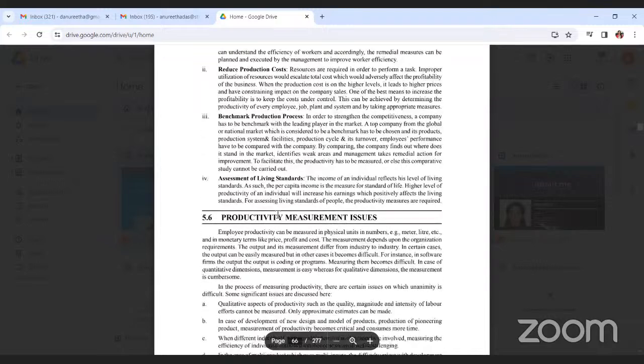Assessment of living standards. Now, the income of the individual reflects his level of living standards. And as such, the per capita income is the measure for the living standard of life. A higher level of productivity of an individual will increase his earnings, which positively affects the living standards.